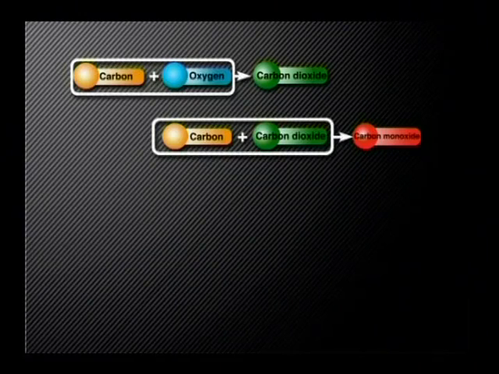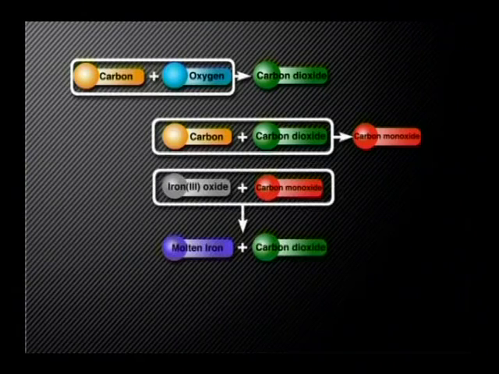The iron ore, which is mainly iron(III) oxide, reacts with the carbon monoxide to form molten iron and more carbon dioxide. The molten iron trickles down to the bottom of the furnace where it is collected. Most of the iron is taken away while it is still hot and turned into steel.